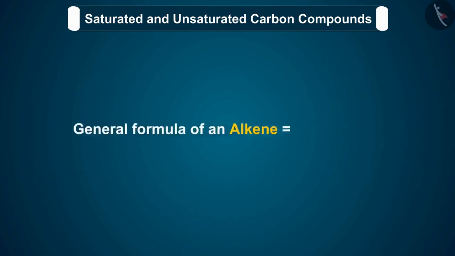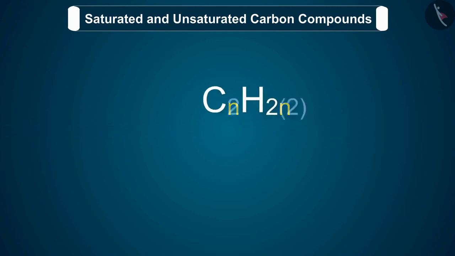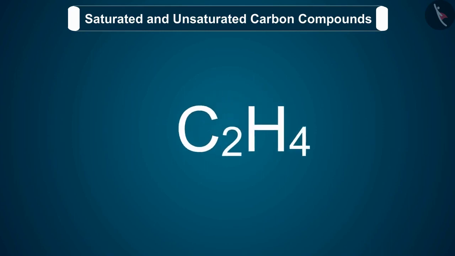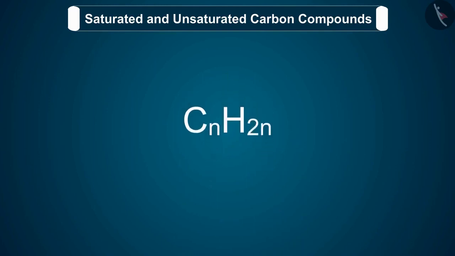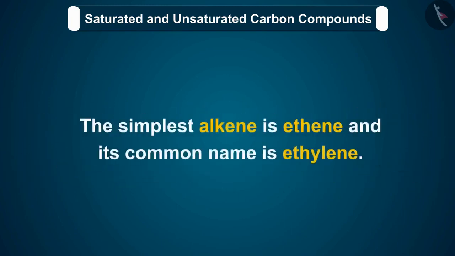The general formula of an alkene is CnH2n, where n is the number of carbon atoms in its molecule. Let's take an example. 1. If an alkene has two carbon atoms in its molecule, then n is equal to 2 and its molecular formula will be C2H4. 2. Similarly, when n is equal to 3, we will get propene. The simplest alkene is ethene and its common name is ethylene.